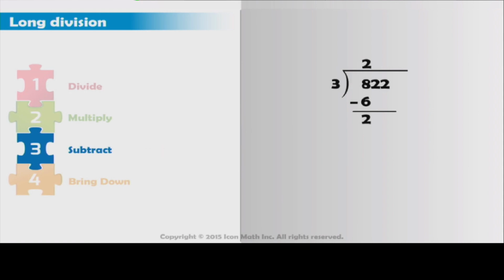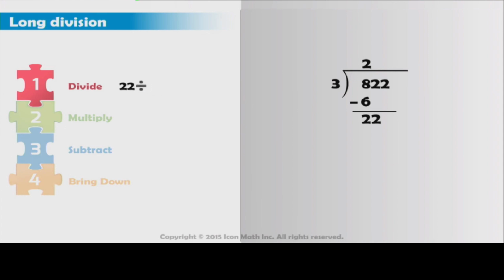Now we're ready for stage 4. Notice that we cannot evenly divide 2 by 3. So we bring down the next digit from our dividend. Bring down the 2. And 2 becomes 22. Now we have 22. And we use it as the new dividend. We repeat the 4 steps again. Divide, multiply, subtract, and bring down.